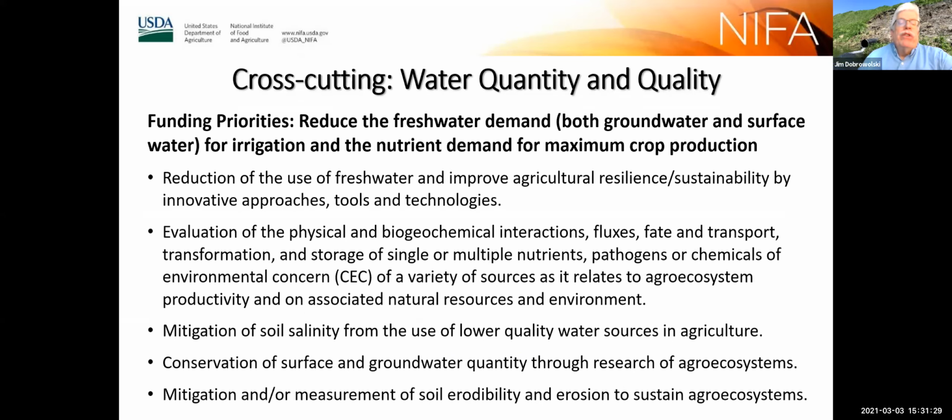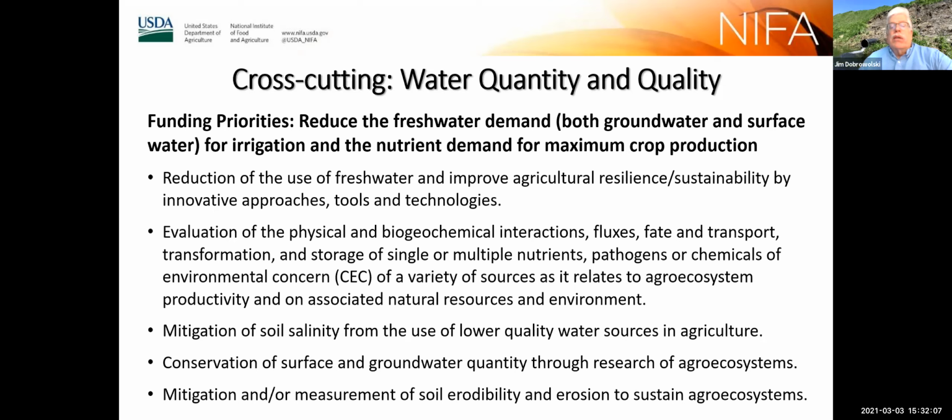So we've got quite a few funding priorities, but the main one is really focused on reducing the freshwater demand, both from groundwater and surface water sources for irrigation, and the nutrient demand for maximum crop production. So we're reducing the water footprint and we're reducing the nutrient footprint of agriculture as part of this program. So we're going to look at the reduction of the use of fresh water and the improvement of agricultural resilience and sustainability by innovative approaches, tools, and technologies.